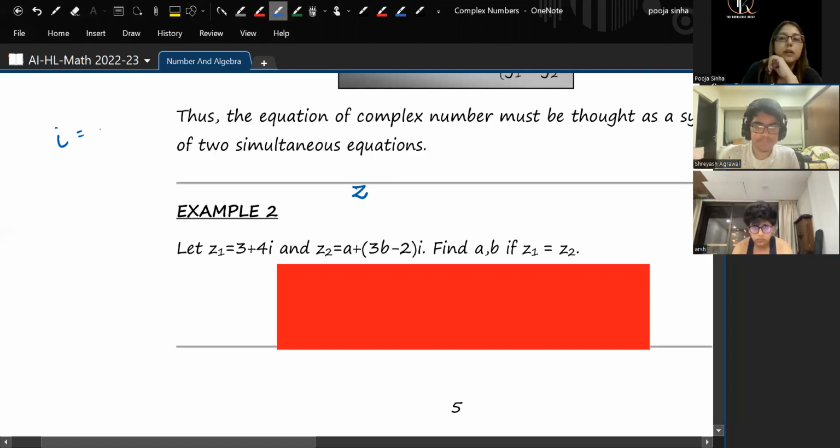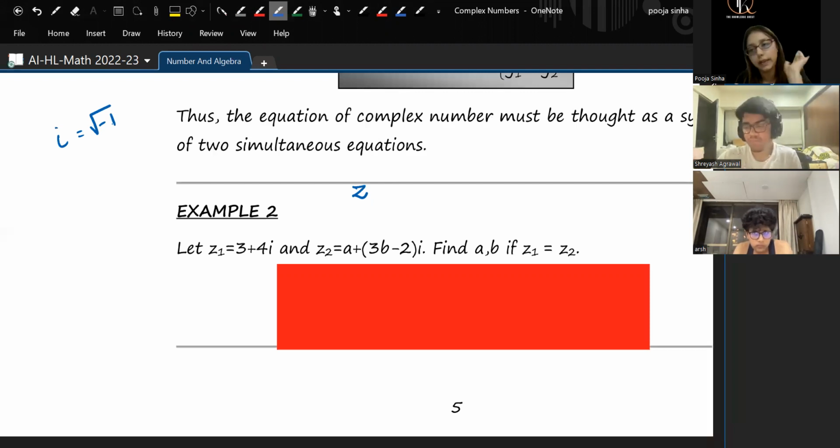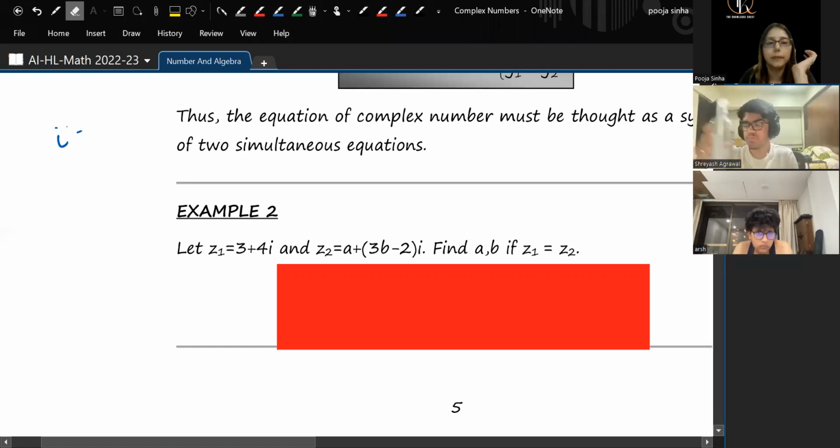i is equal to root of a negative number. Root of minus 1. Okay, now going forward, root of minus 1 is always considered as i. Now coming back, here this is the real part, and here this is the real part.